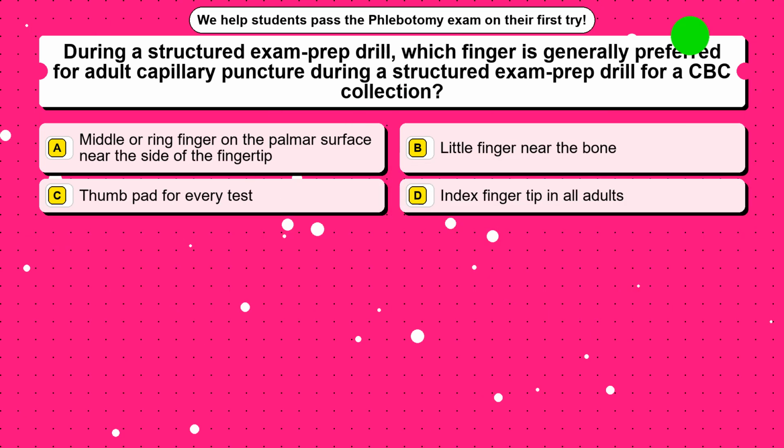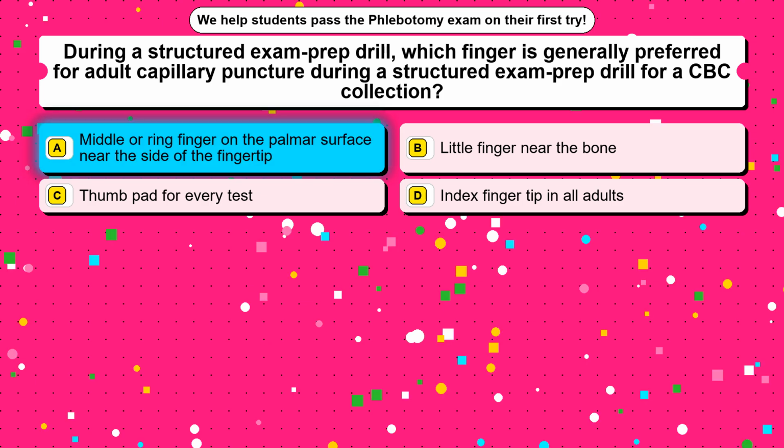Question 51. During a structured exam prep drill, which finger is generally preferred for adult capillary puncture during a structured exam prep drill for a CBC collection? Option A, middle or ring finger on the palmar surface near the side of the fingertip. Option B, little finger near the bone. Option C, thumb pad for every test. Option D, index fingertip in all adults.